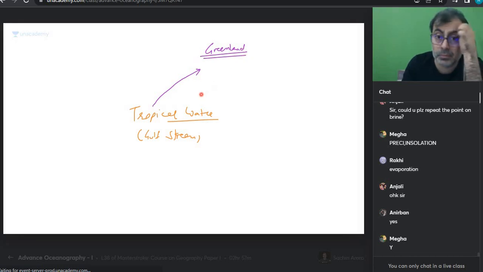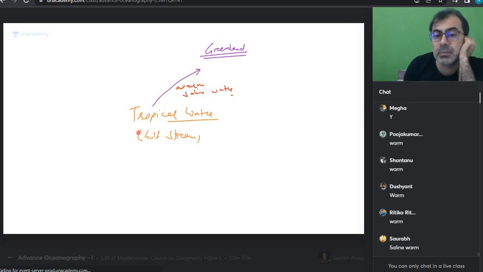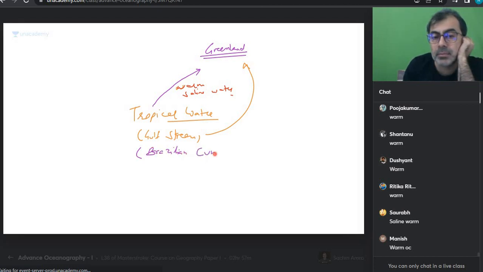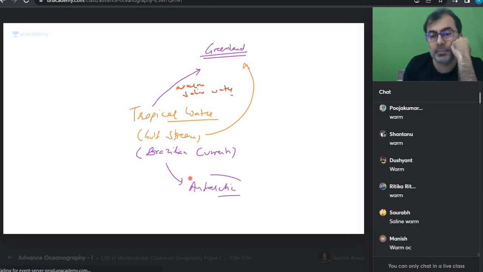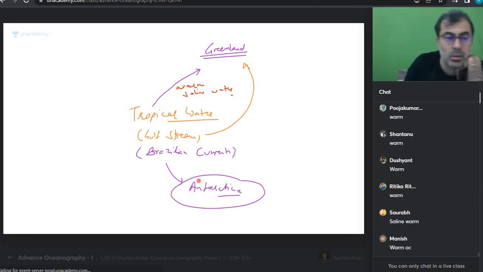True. Do we get that? Can I say it was carrying which water? Warm, saline water. Tropical water. Gulf Stream went to Greenland. Is everyone okay? Can I also give you another example? Brazilian current reached Antarctic. True. Everyone okay?